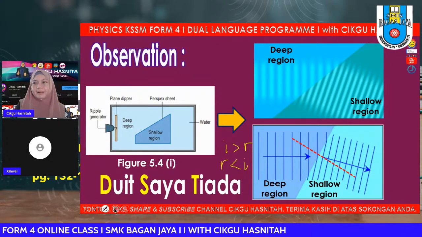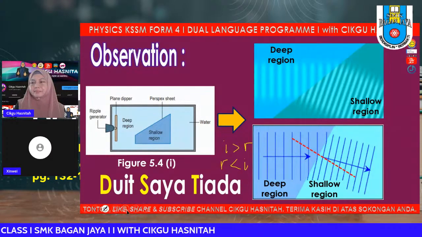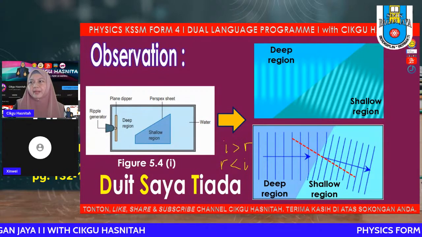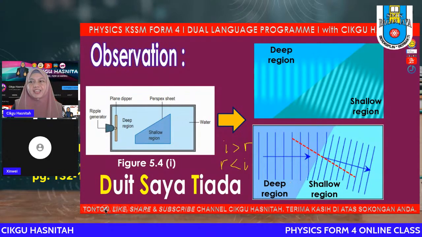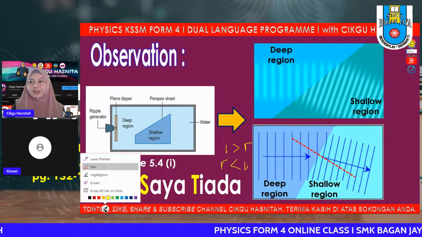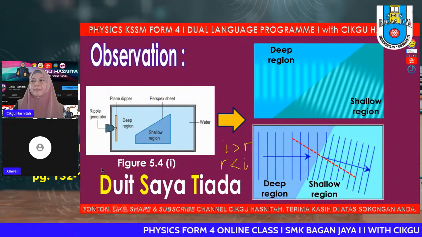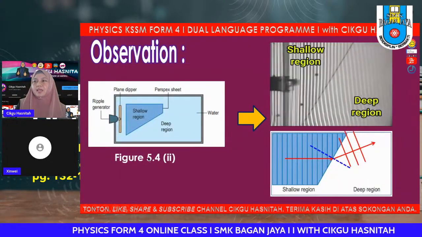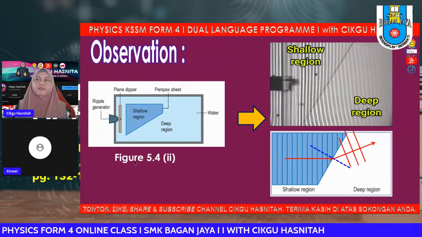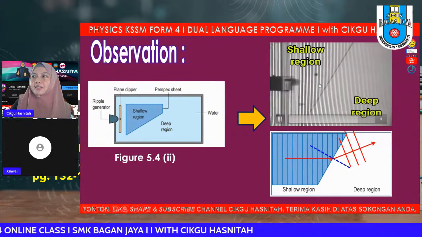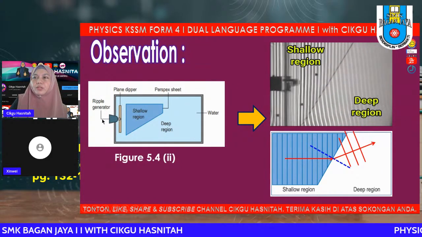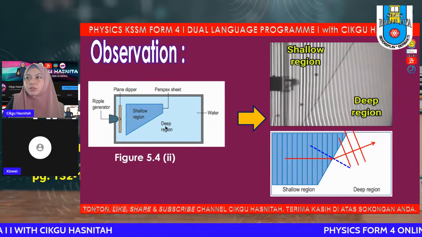Okay, then what's next? Remember, deep to shallow, towards: duit saya tiada. You can use this acronym. Then what happens next? In figure 5.42, you can see in the simulation up here, the water is now traveling from shallow to deep region.